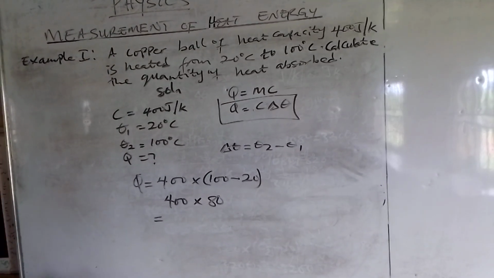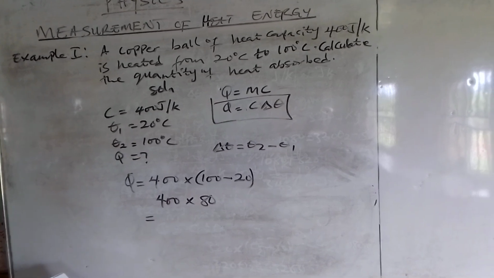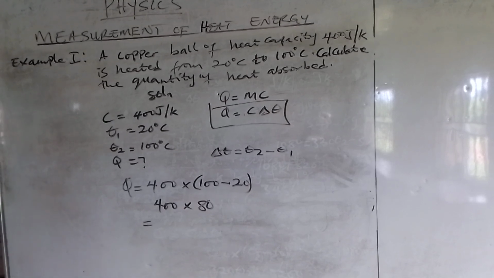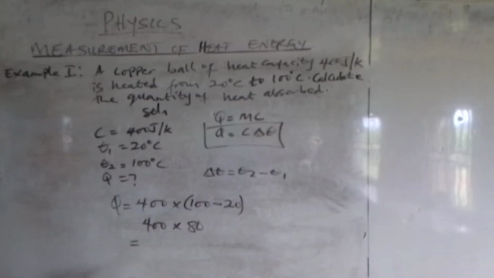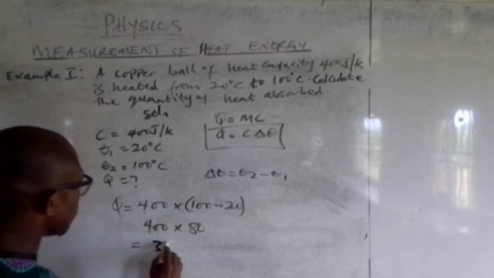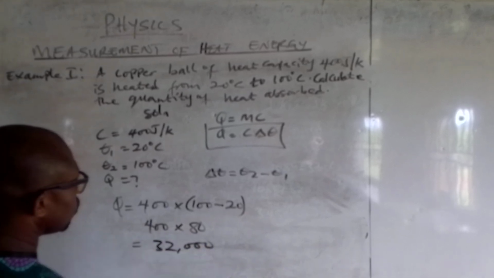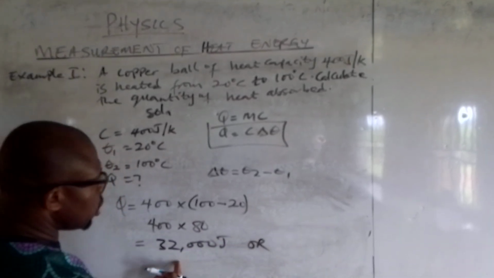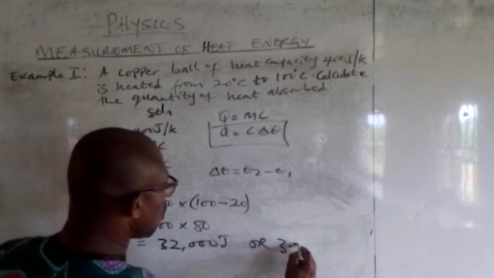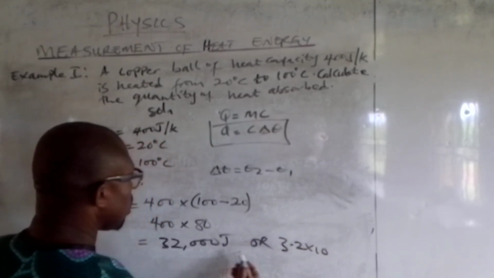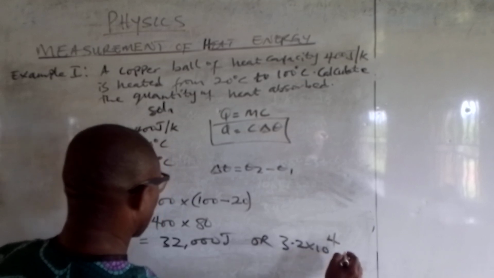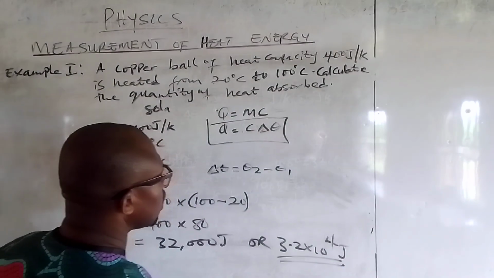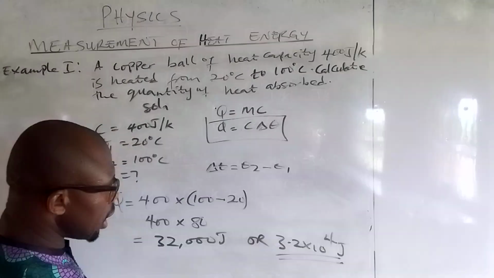By calculation, we have 32,000 joules, or you can put it in standard form, 3.2 times 10 raised to power 4 joules. This is our final answer. Now let's take another example.